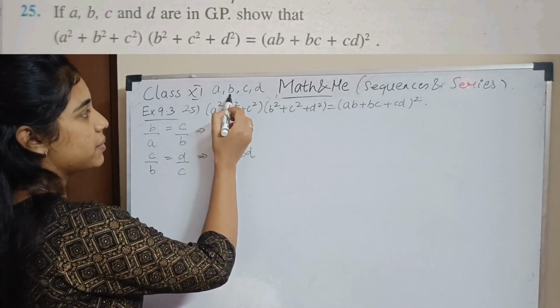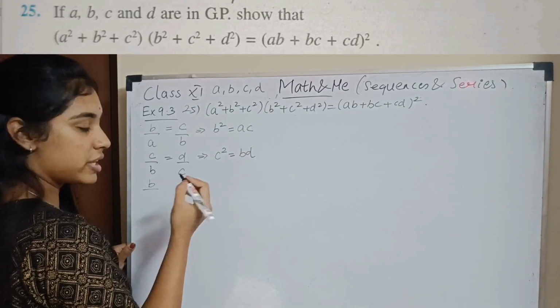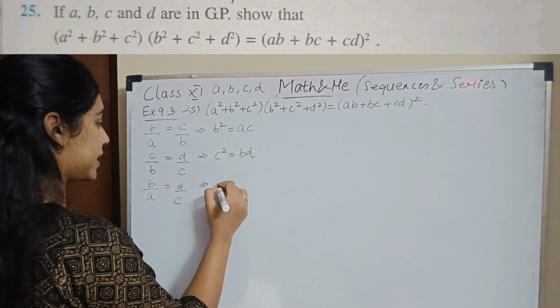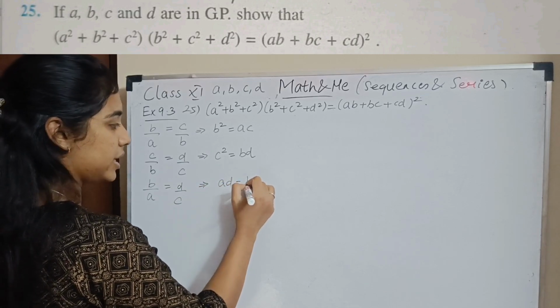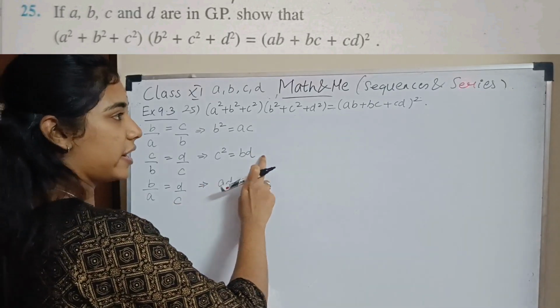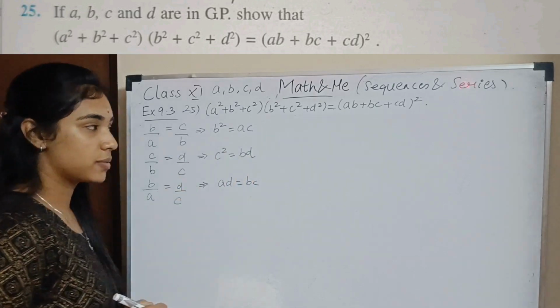What else do I have? B by A equals D by C, correct? Because everything is the common ratio. So what do I have? AD equals BC. So these are the three relations which are very important. I'll write them on the right corner. Please copy them. I'll erase this now. Okay?